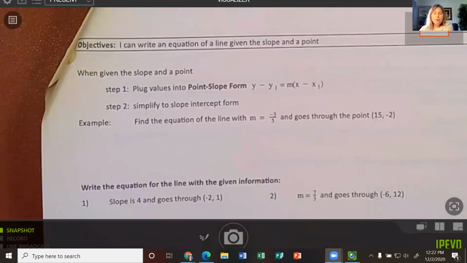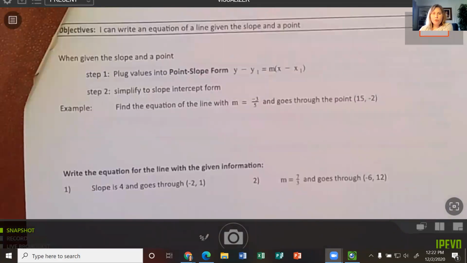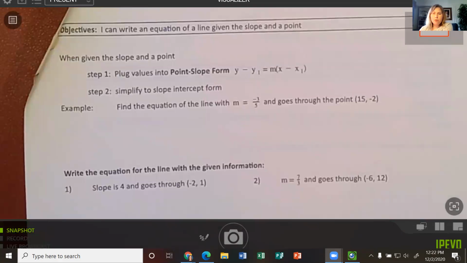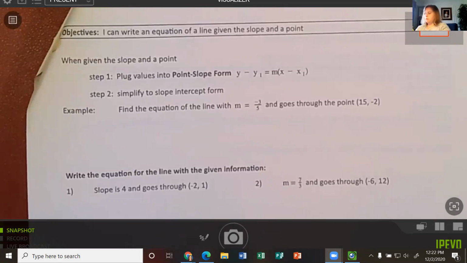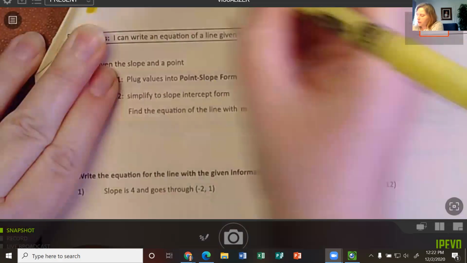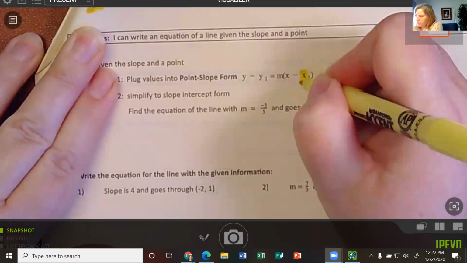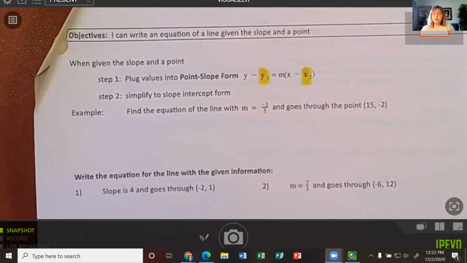When given the slope and a point, we have a little bit more work to do. We work with point slope form. Okay, y minus y sub 1 equals m times the quantity x minus x sub 1. So these 2 points, okay, sorry, my highlighters, okay, x sub 1 and y sub 1, those are the coordinates of a given point.